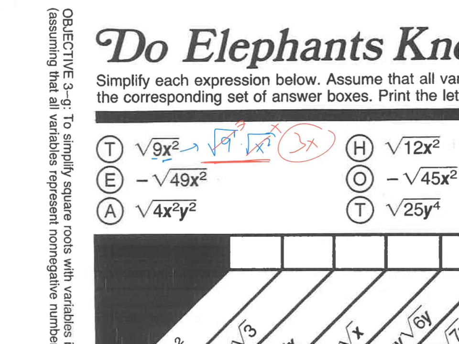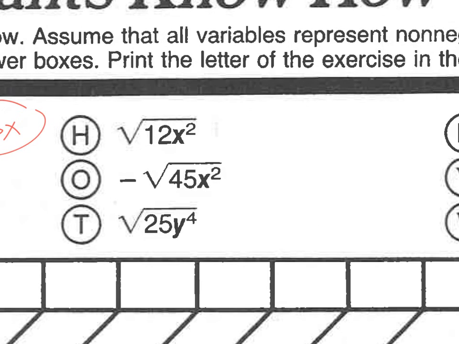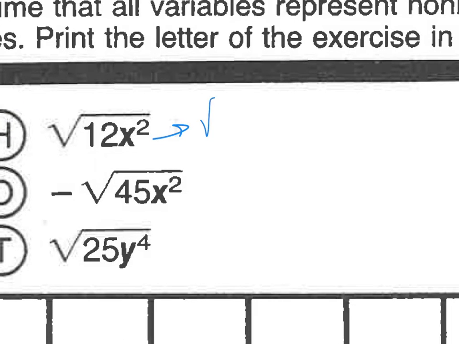Okay, let me zoom ahead to a different one. How about one in the second section here? Maybe one like this, square root of 12x squared. Same idea, though, I can break it apart. I'm going to try to write small here so I can fit. So the square root of 12 times the square root of x squared. I can break it apart like that, and the x squared will just become x. So I'll have an x out front when I'm all done.